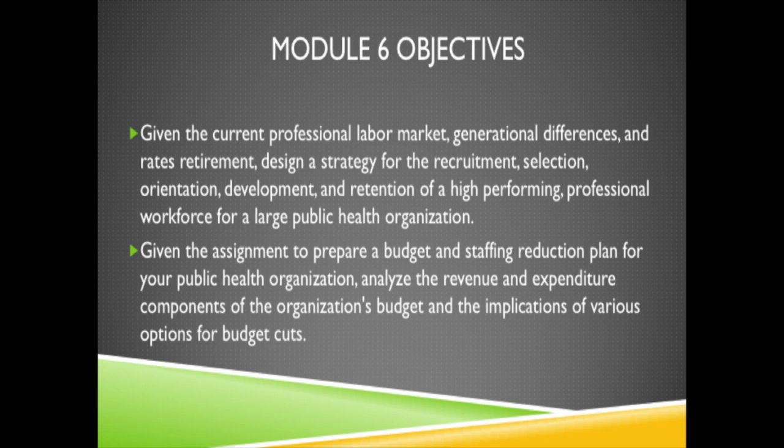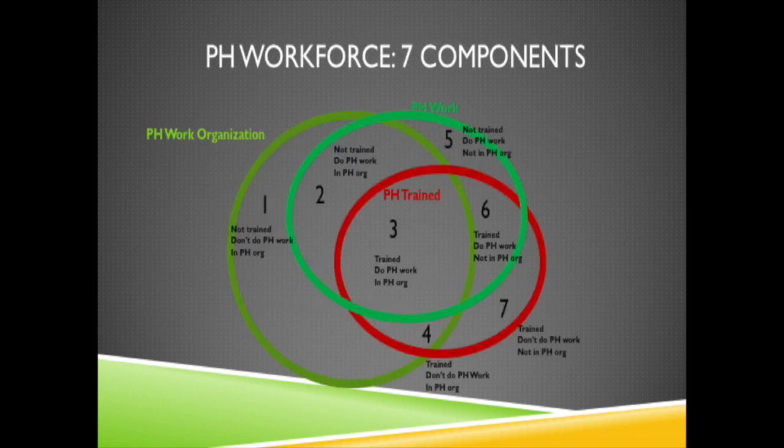There are 7 components of the public health workforce. This diagram illustrates relationships and key aspects of the public health workforce based on workers' skills, work settings, and content of work. You can see that there are areas where they overlapped and areas where it's very distinctive in this particular arena. The 3 circles indicate public health work settings, public health trained, and public health work. So you can see that these circles can overlap and there's different components that describe the workforce.